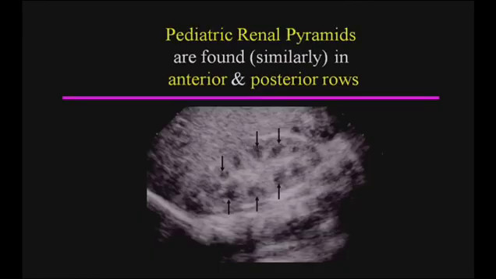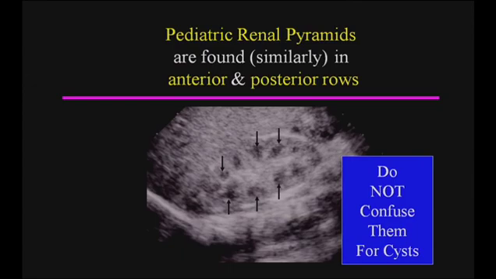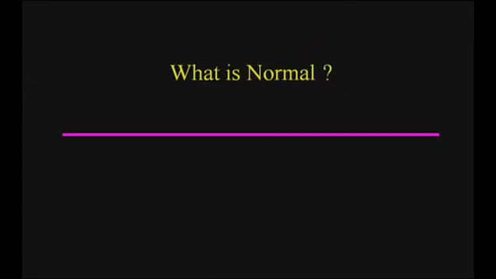This is an example of pediatric renal pyramids, found again similarly in anterior and posterior rows, with arrows showing some superiorly within the image and some inferiorly within the image. Do not confuse them for cysts.